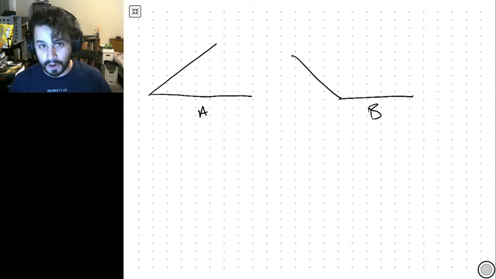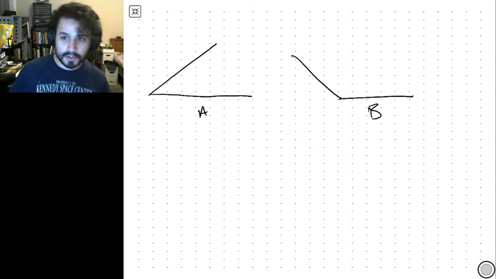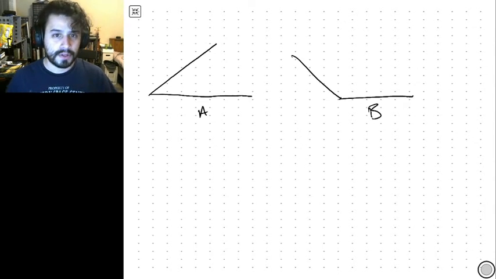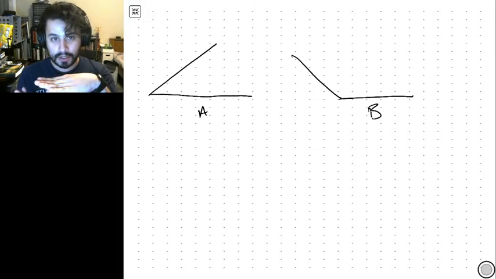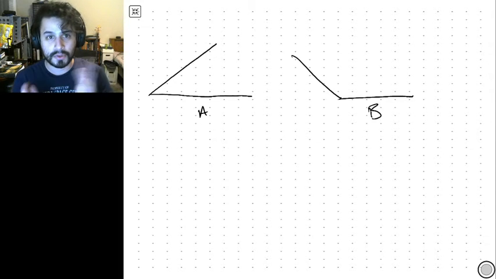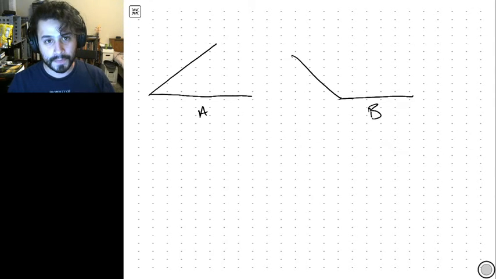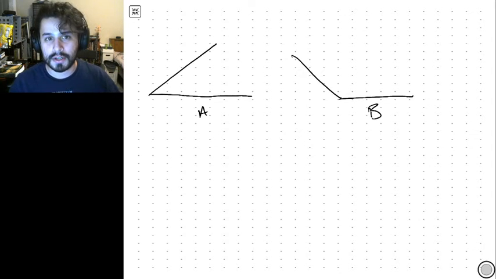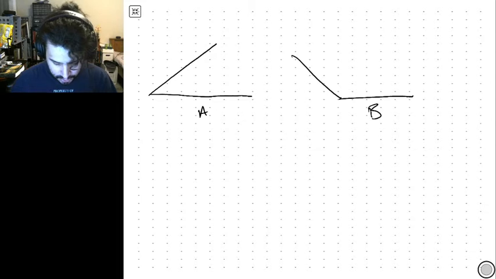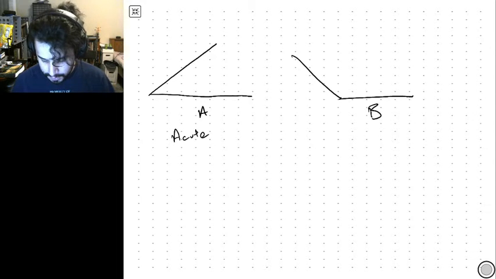What makes them different? They're obviously very different, and you can see that they're different just by looking at them. But how do we formalize their difference? A way that we could do that would be by describing how they look. One of them looks like it's caving in, the other one looks like it's expanding out. And so we could describe them that way. And let's make up words for what these descriptors could be. We could call this acute, and we could call B obtuse.